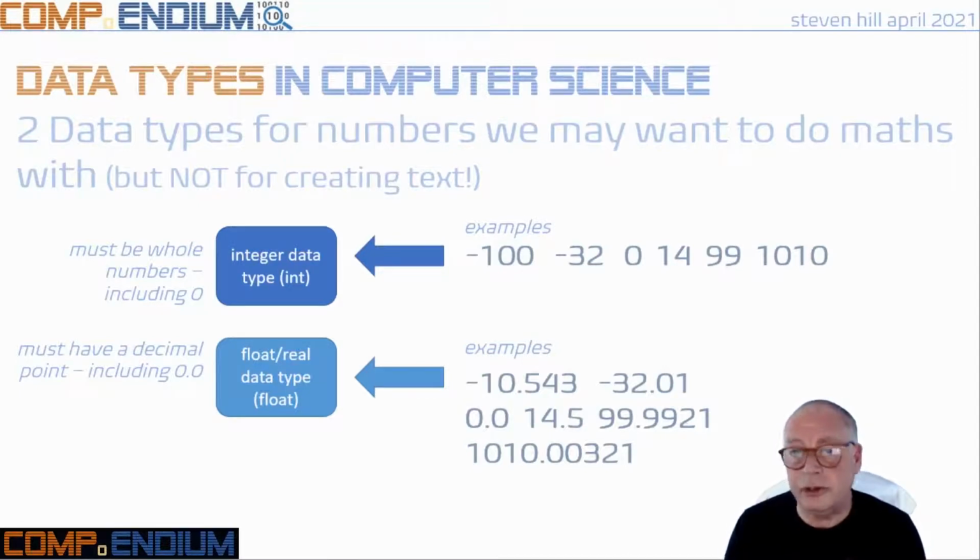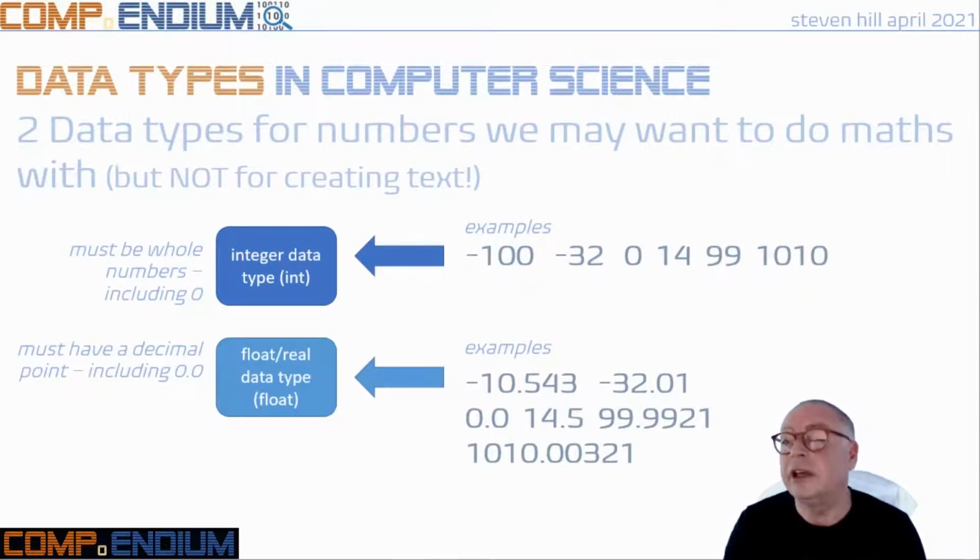On the slide, you can see some very simple examples: -100, -32, 0, because of course, just like with the calculator, we have to recognize 0 as being a valid number for calculations. 1499 and 1010, those are all examples of integers. No decimal points to be seen anywhere with the integer data type.